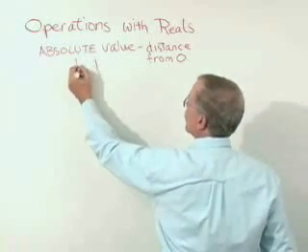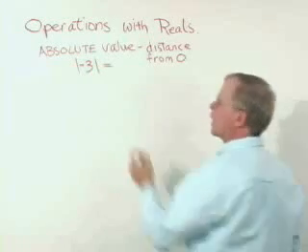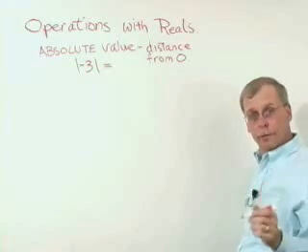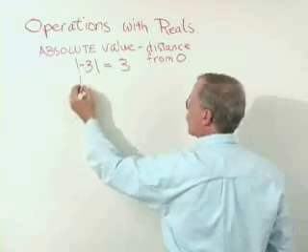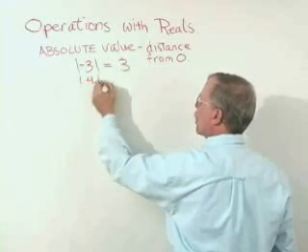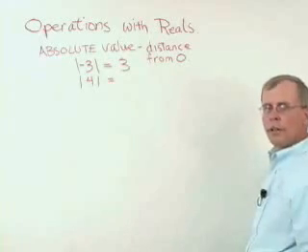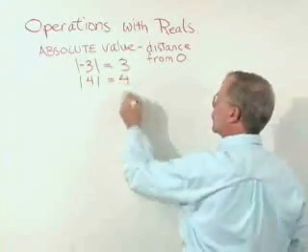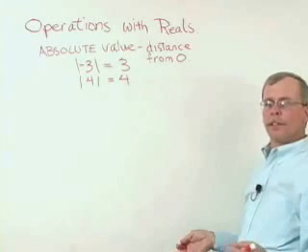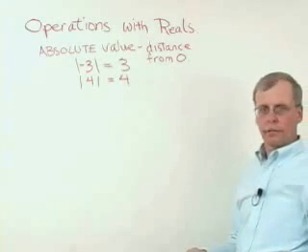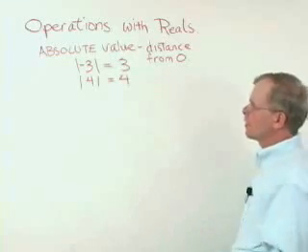So if we had the absolute value of -3, we're saying how far away is -3 from 0? It's 3 units. And how far away is 4 from 0? It's 4 units. No matter whether you go to the left or to the right, the distance is considered to be positive. All right? Let's take another definition.